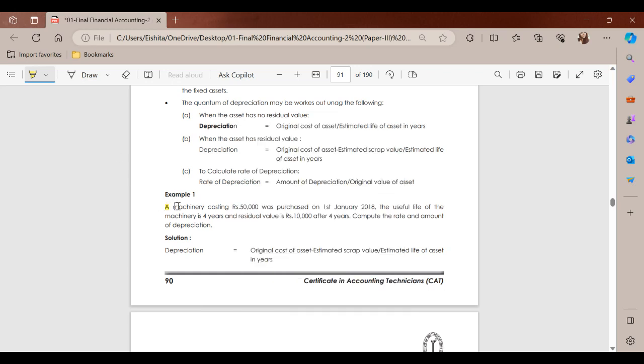A machinery costing 50,000 was purchased on 1st January 2018. The useful life of machinery is 4 years and the residual value is 10,000 after 4 years. So machinery cost minus the residual value, divided by the useful life. So 50 minus 10 is equal to 40,000, divided by 4, is 10,000. Every year you will charge this depreciation. Calculate the rate and the amount of depreciation.